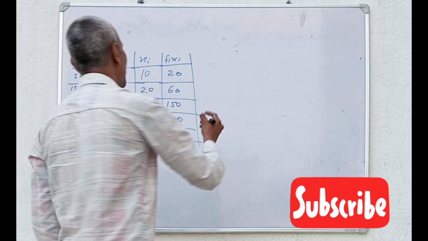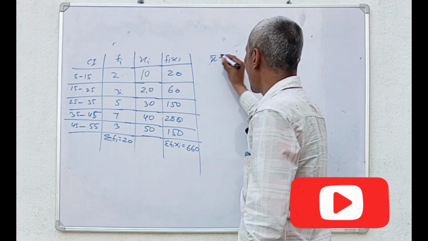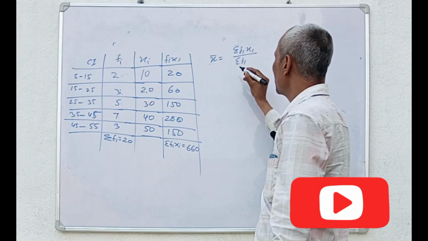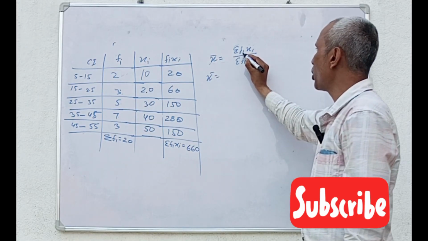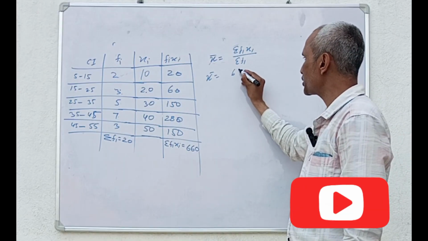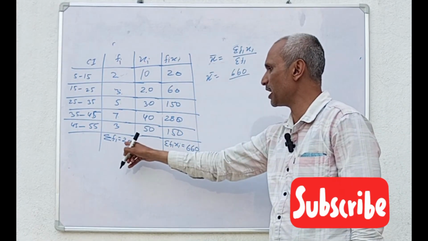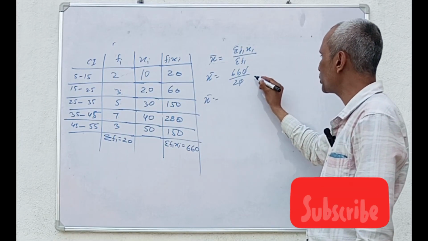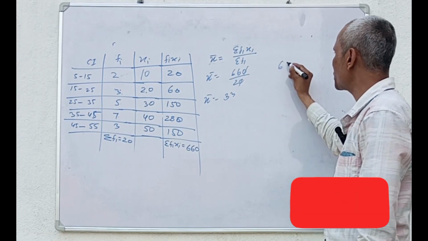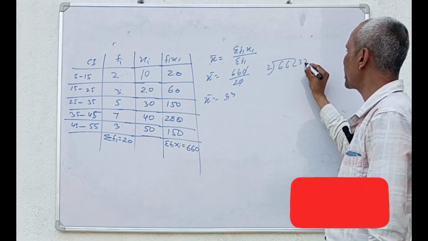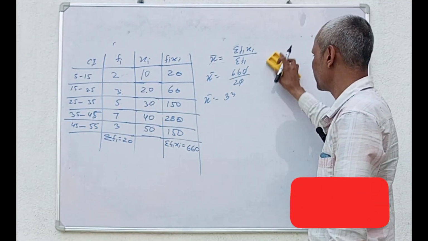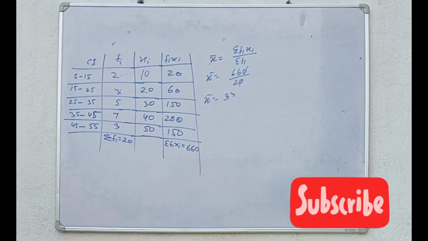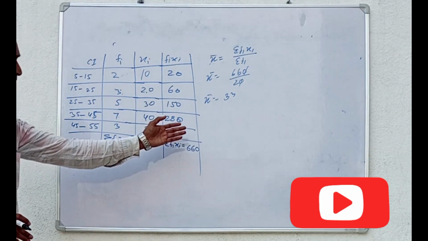Now in the direct method, we are writing the formula here. X bar is equal to sigma fi xi by sigma fi. We know sigma fi xi we got is 660, divided by sigma fi, which we got as 20. Now the 0s cancel. X bar is equal to 66 by 2, which is 33. 66 divided by 2 is equal to 33. I hope you know the divisions. So this is the direct method of finding the mean. The mean of this given data is 33.